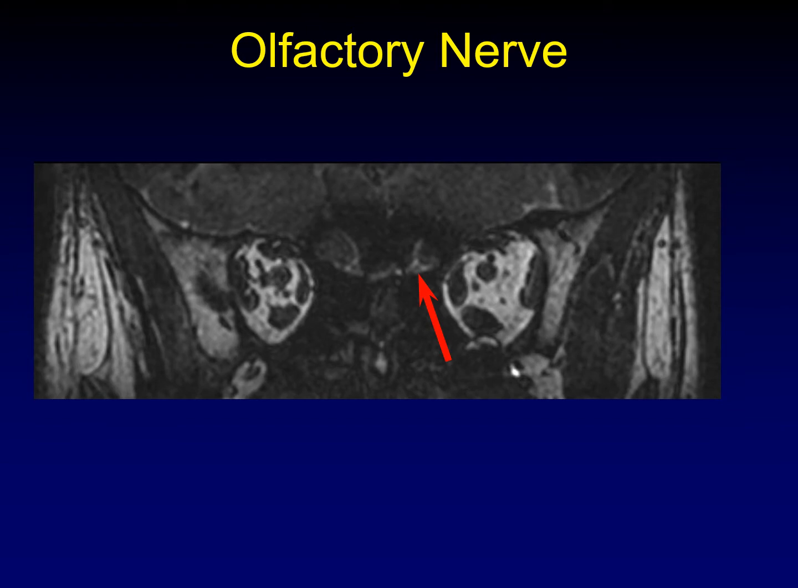If we go a little further back and move more posterior onto the level of the planum sphenoidale, you can watch the olfactory nerve continue in between the gyrus rectus and the medial orbital gyrus of the frontal lobe, and you can look for the olfactory nerve in that location as it heads back to the brain.